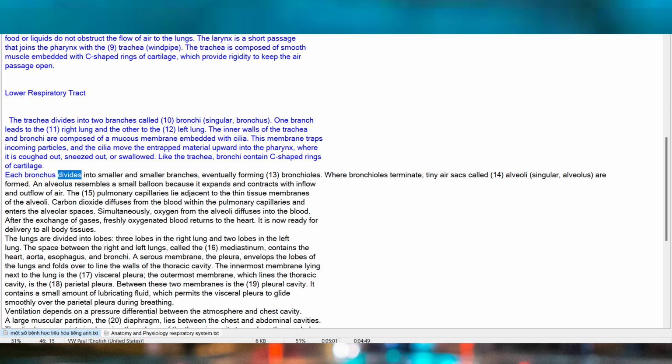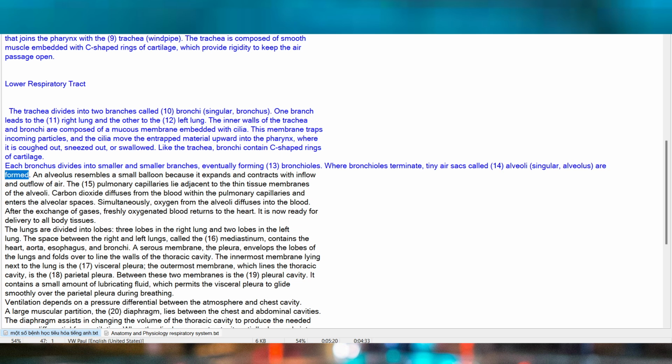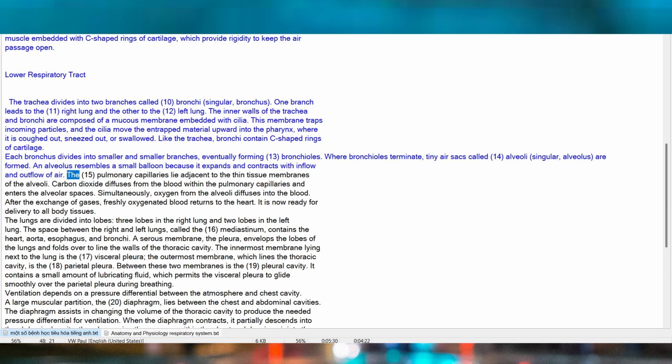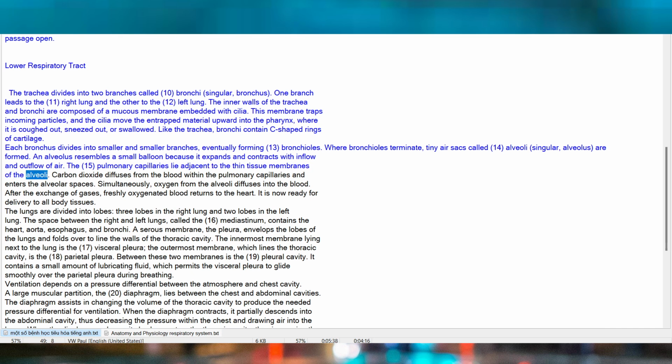Each bronchus divides into smaller and smaller branches, eventually forming 13 bronchioles. Where bronchioles terminate, tiny air sacs called 14 alveoli, singular, alveolus, are formed. An alveolus resembles a small balloon because it expands and contracts with inflow and outflow of air. The 15 pulmonary capillaries lie adjacent to the thin tissue membranes of the alveoli.